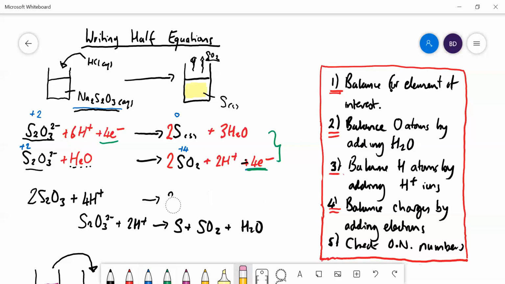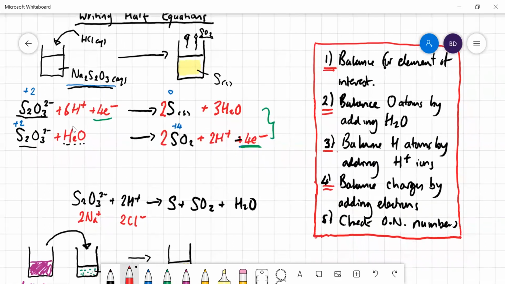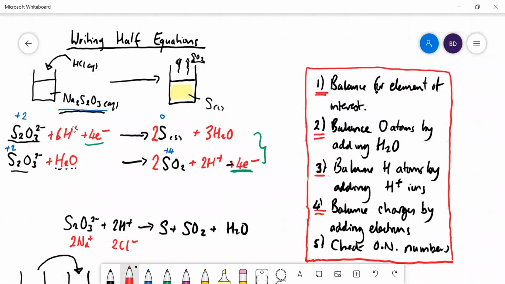And if you're worried about the spectator ions there, well, it's pretty straightforward, isn't it? Because we've got two sodiums for the thiosulfate. We're adding hydrochloric acid, so the two chlorides for that. So if you wanted to write a full equation, I'll write it down in blue above here.